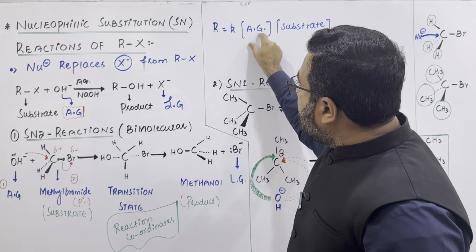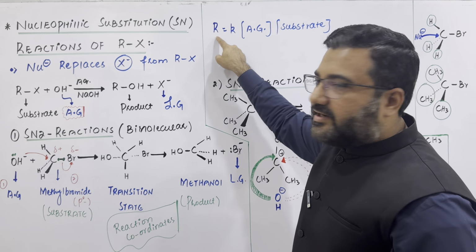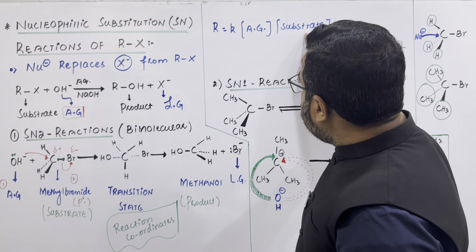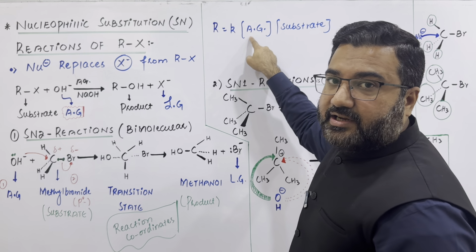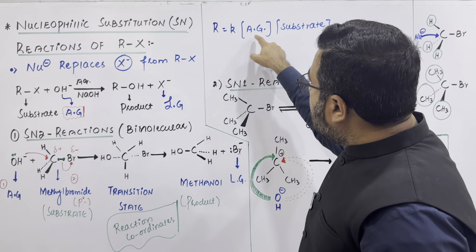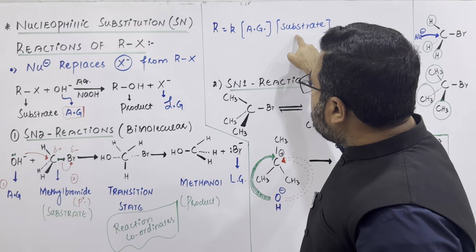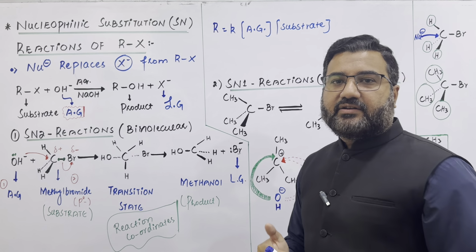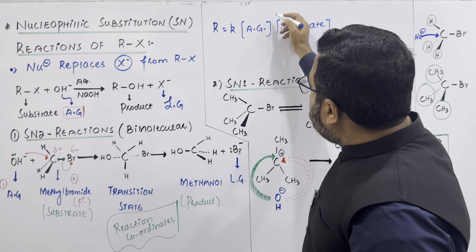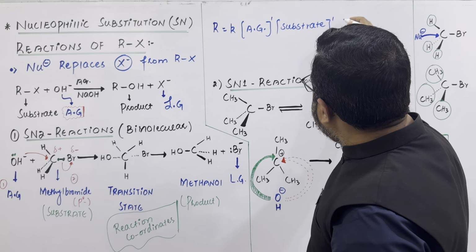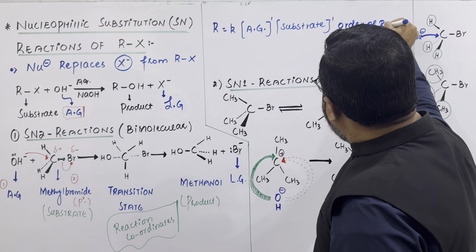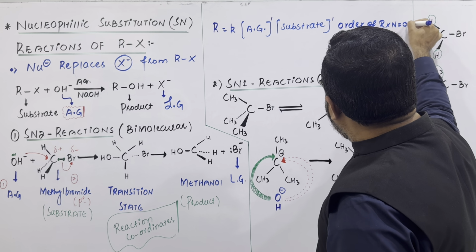If you double the concentration of attacking group, the rate of reaction will also double. If you double the concentration of substrate, keeping the concentration of attacking group constant, then the rate of reaction will also double. And if you double the concentration of both the attacking group and substrate, obviously the rate of reaction will be increased 4 times. It means the exponent is 1, and this one is also 1. So the order of reaction will be 2.